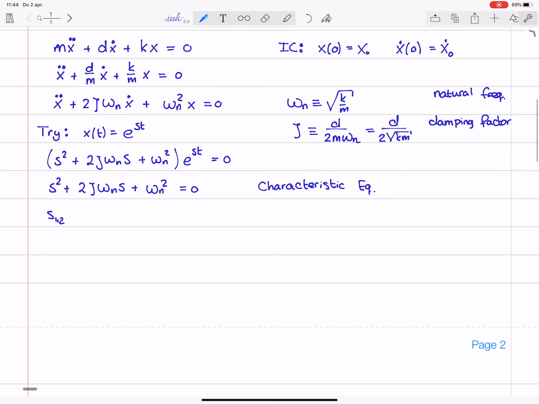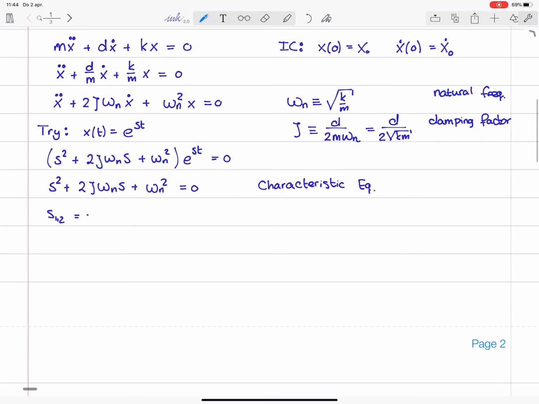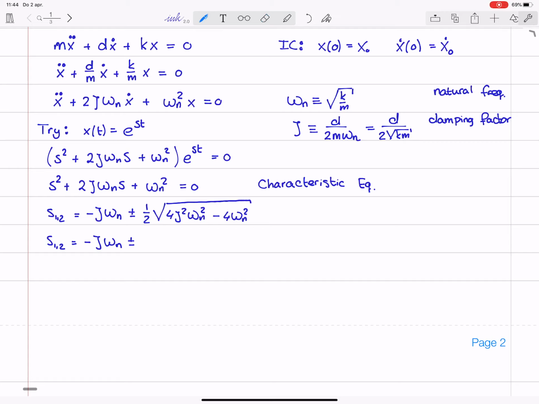It has two roots, s1 and 2, so it's minus a half times the second term, so that is minus zeta omega n, plus or minus a half times the square root of the second term squared, so that is 4 zeta squared omega n squared, minus 4 times the third term omega n squared. Looks like this. Let me slightly rewrite this. S1,2 can be written as minus zeta omega n, plus or minus, well, this half cancels the 4, and I can take omega n squared outside of the square root. So it looks like this, omega n times the square root of zeta squared minus 1. So these are the solutions from the characteristic equation, S1 and S2.